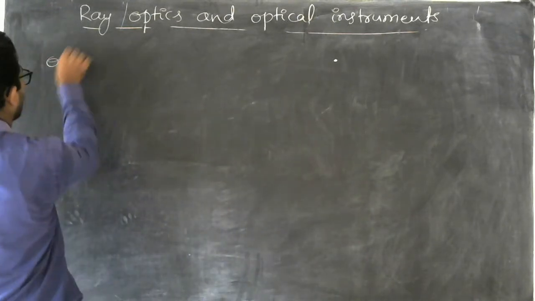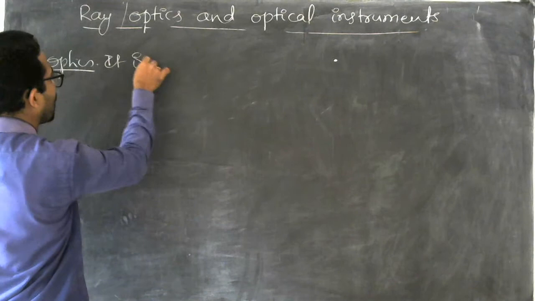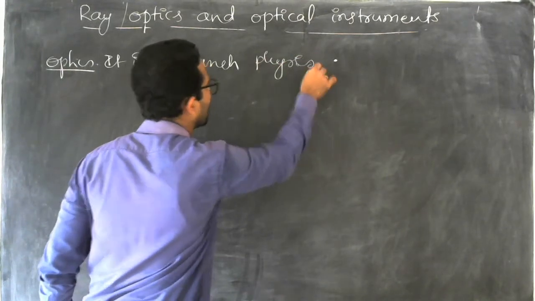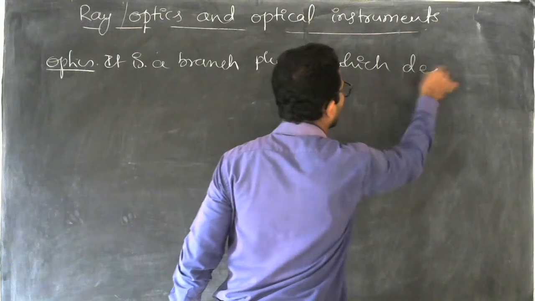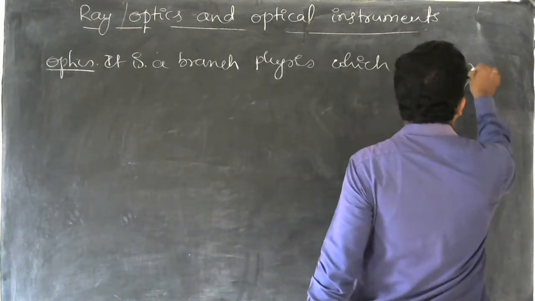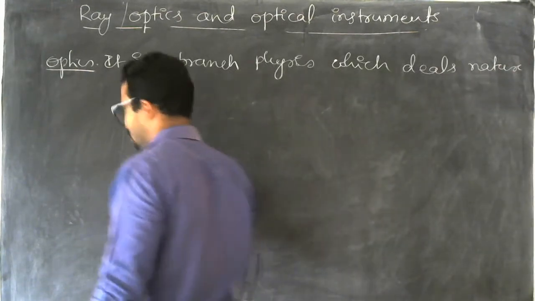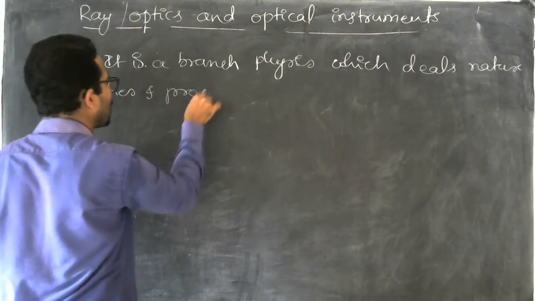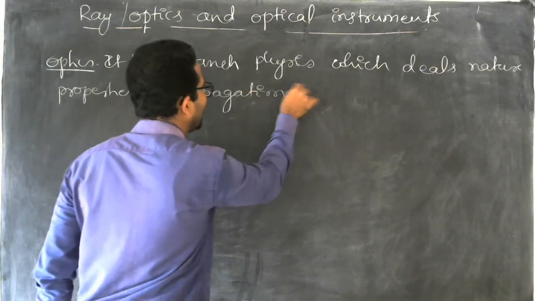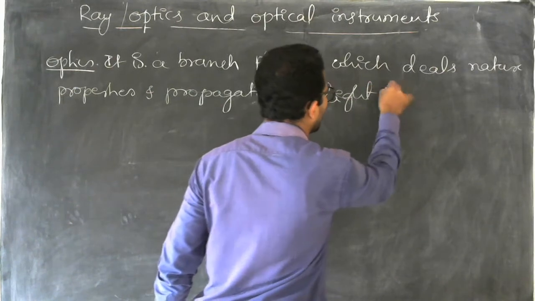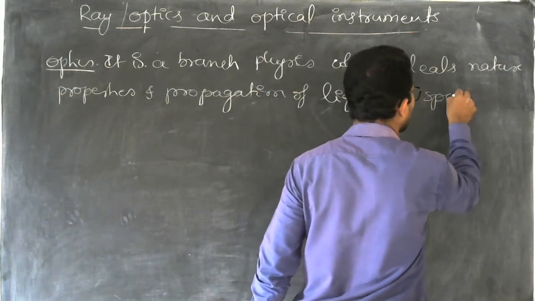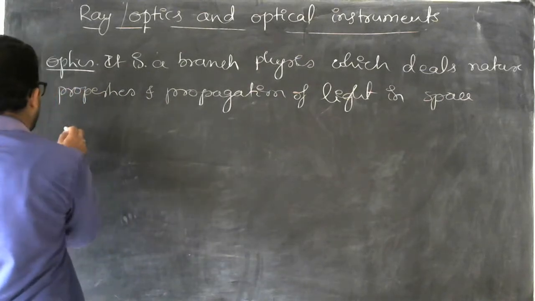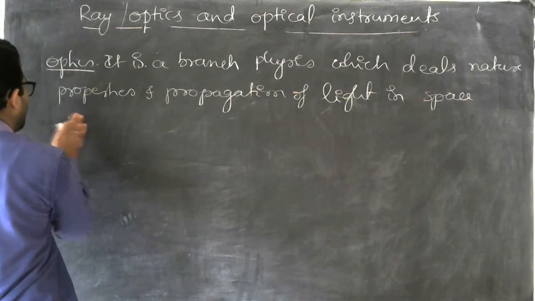So optics is a branch of physics which deals with the nature, properties and propagation of light in space. It is called optics. This optics has been classified into two, that is, two classifications.